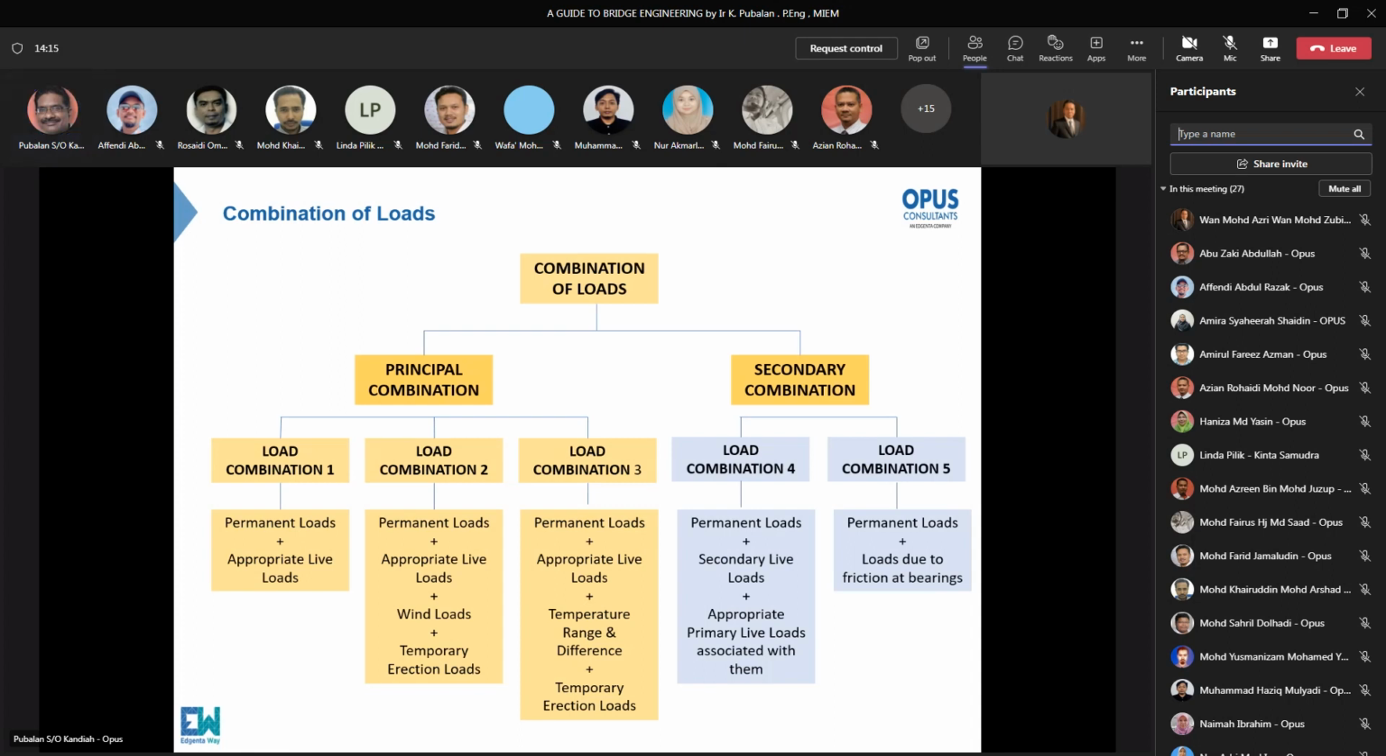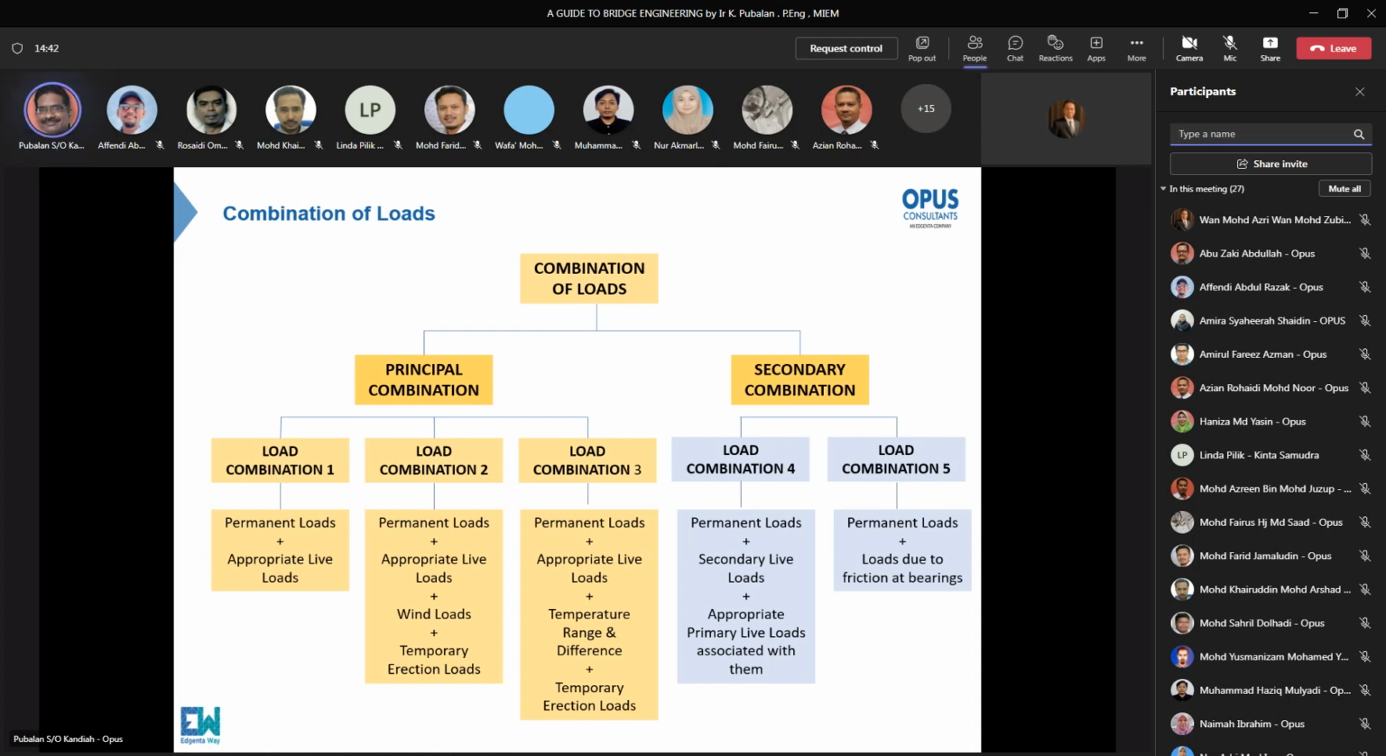Okay. Load combination 3, you have permanent, live load, temperature range and difference. Temperature range and difference, I think for Malaysia is not so much because ours is like 20 degrees and up to 40 degrees. But in other countries, it can be from 0, -5, up to 40 degrees in summer. So that one, you look at the temperature range and difference, basically to design your bridge joints and so on.